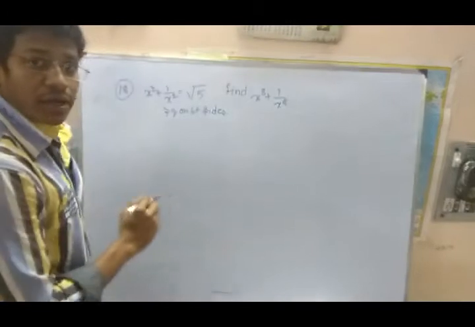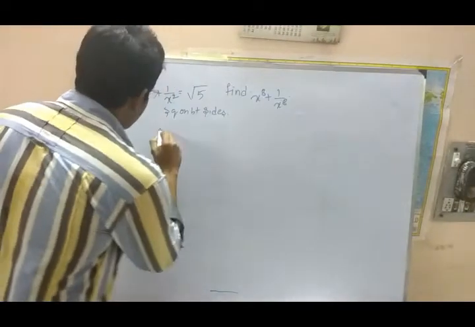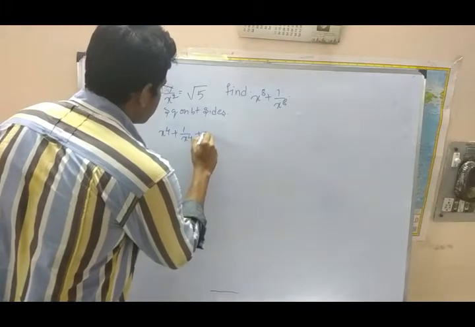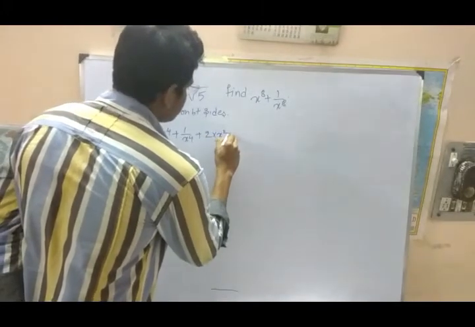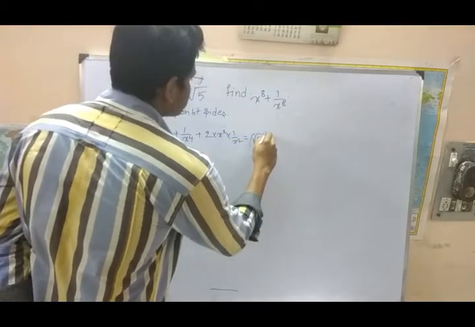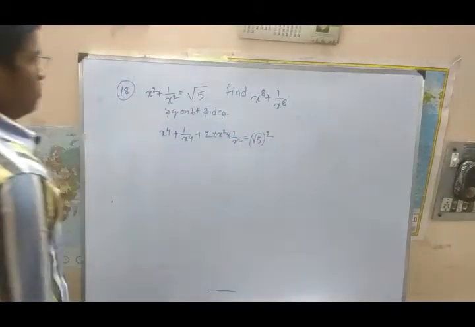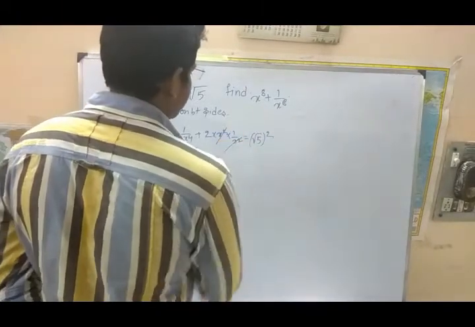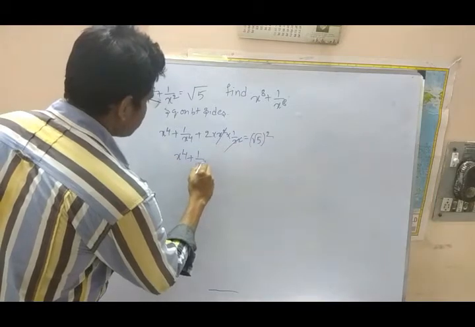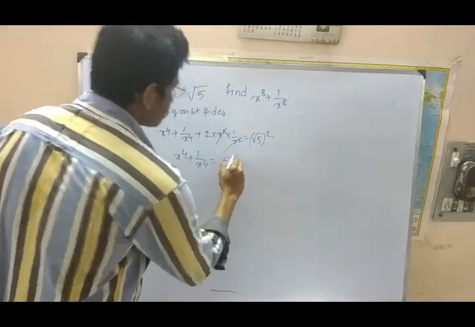So if we do squaring on both sides, we get x power 4 plus 1 by x power 4 plus 2 into x square into 1 by x square equal to root 5 whole square. X square and x square get cancelled. So we have x power 4 plus 1 by x power 4 equal to 5.